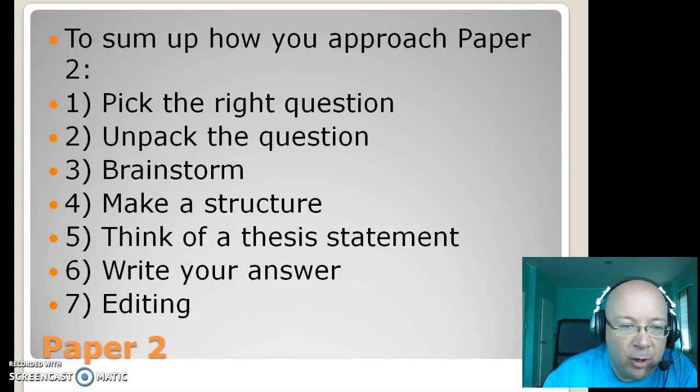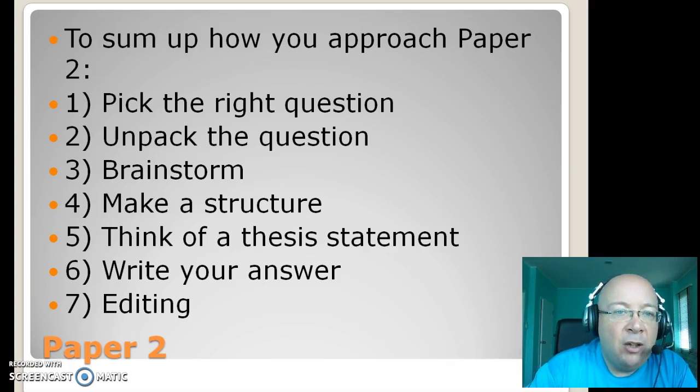So to sum up, the first key stage for paper 2 is to choose the right question. Unpack the question. Brainstorm: really go through what you know about the question and the terms. Start to make a structure for your essay, your key points. What are they? Start to think of a thesis statement, specifically how you are going to answer that question. Once you're at that stage, that's the end of your planning.